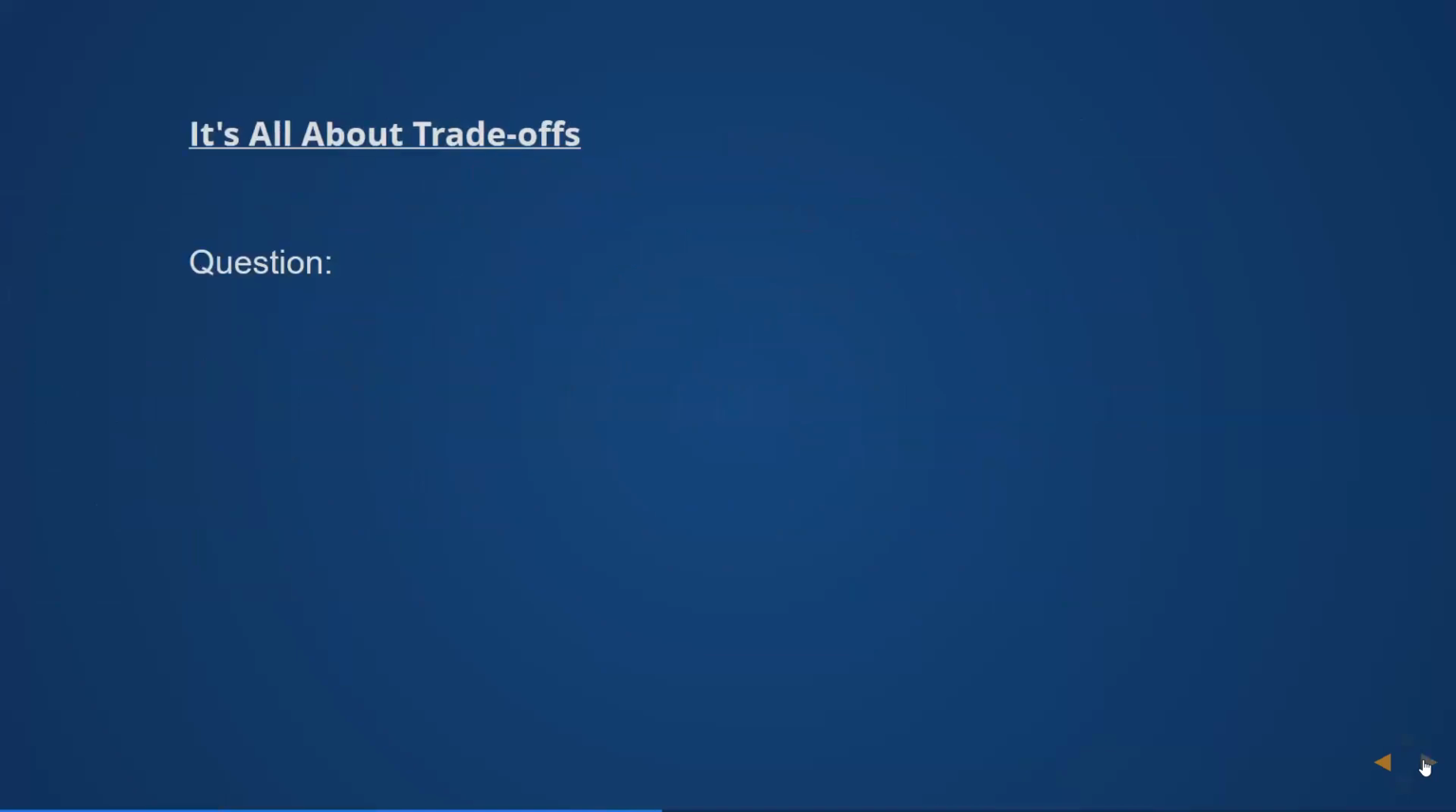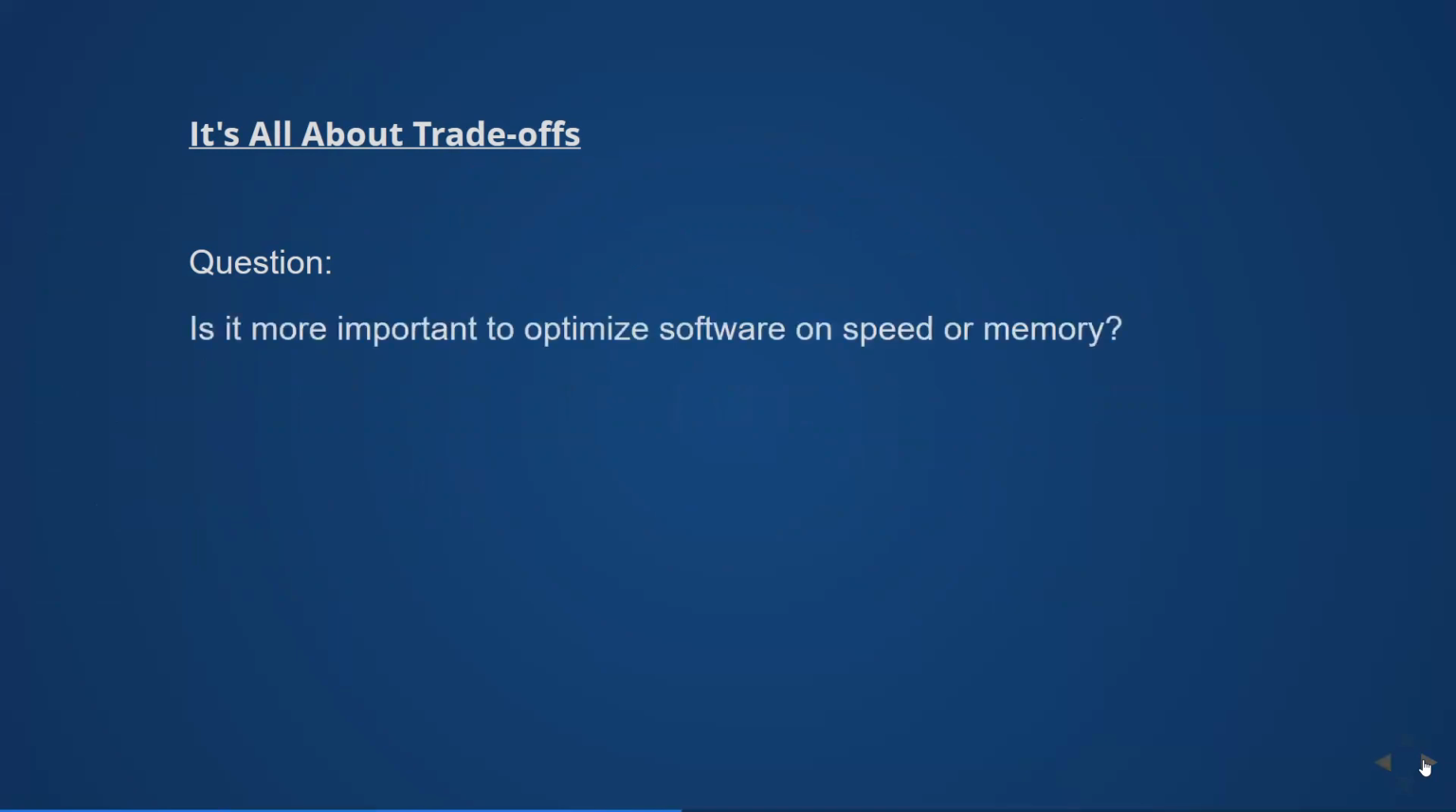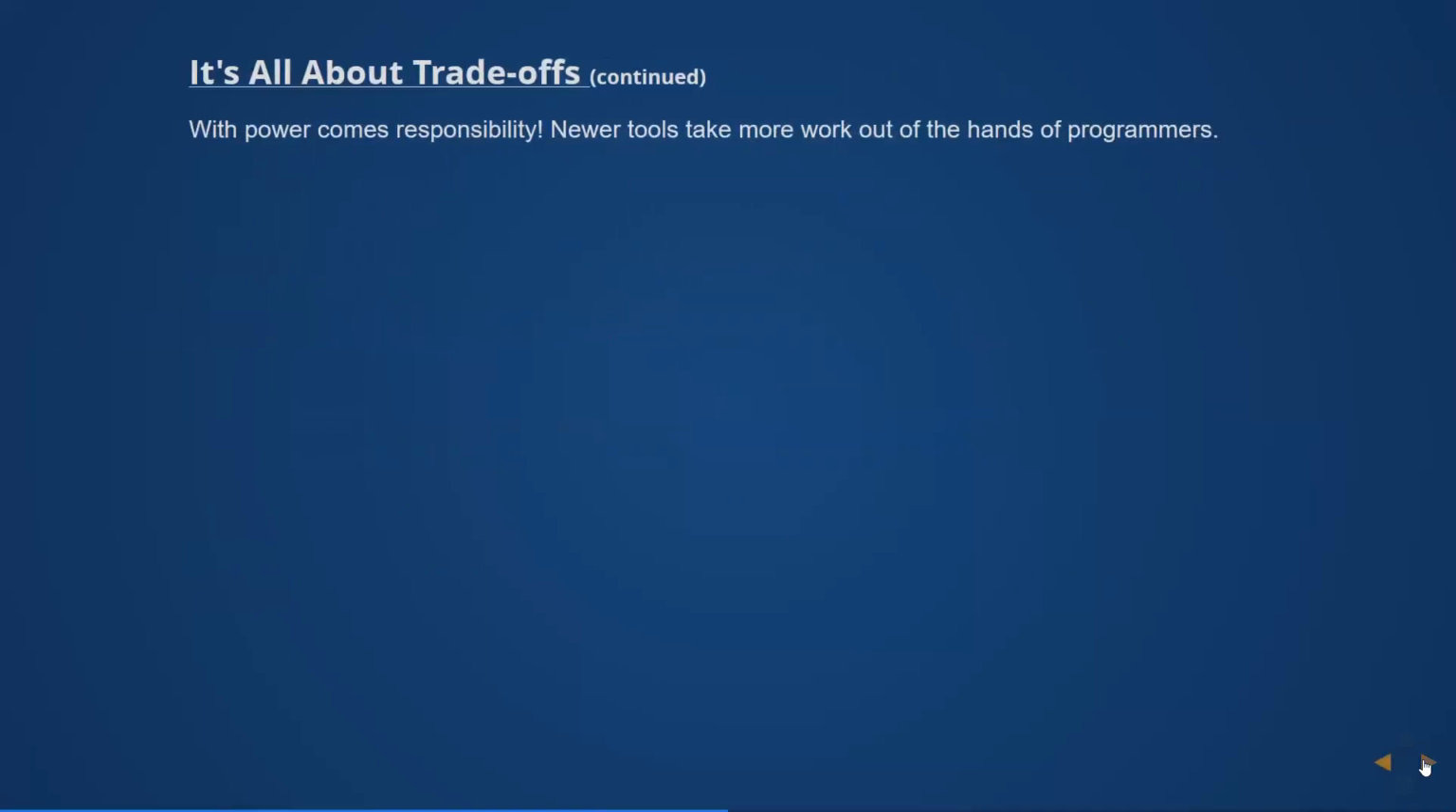So I have a question for you. If you're going to put together a program, is it more important to optimize on speed or memory usage? And the answer is that it depends. So there is no one answer, and these aren't the only two considerations when you're optimizing a software system.